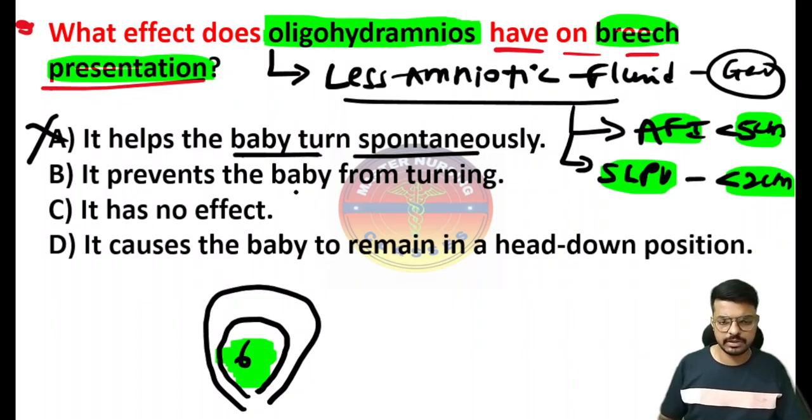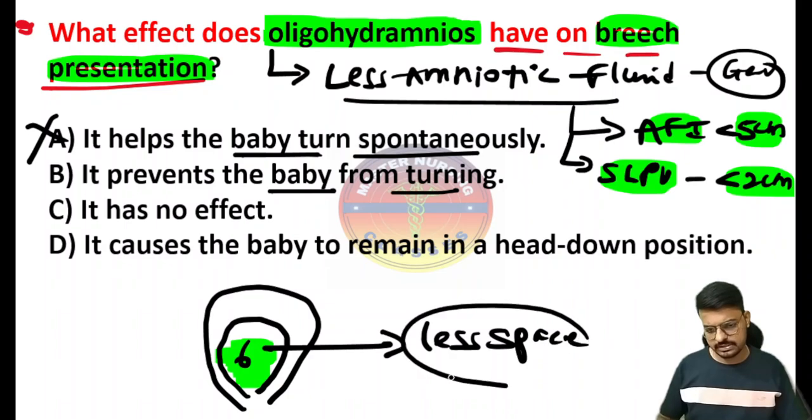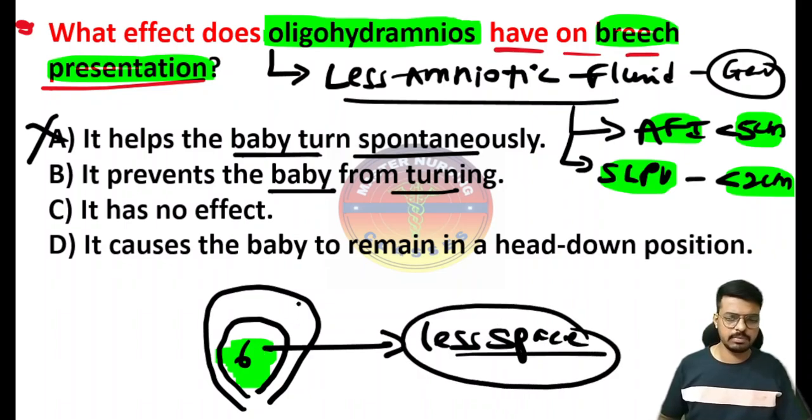Option B, it prevents the baby from turning. Yes, we can say so. There is less amniotic fluid, which means less space inside. Due to the less space, the baby can't turn spontaneously. So the baby is unable to turn spontaneously. It causes the breech presentation. How?